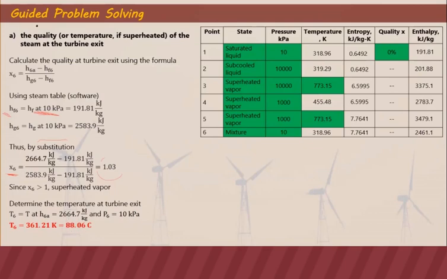So we are able to compute the quality as well as the temperature of the steam at the turbine exit. At the exit of the turbine, the temperature is 88 degrees Celsius.